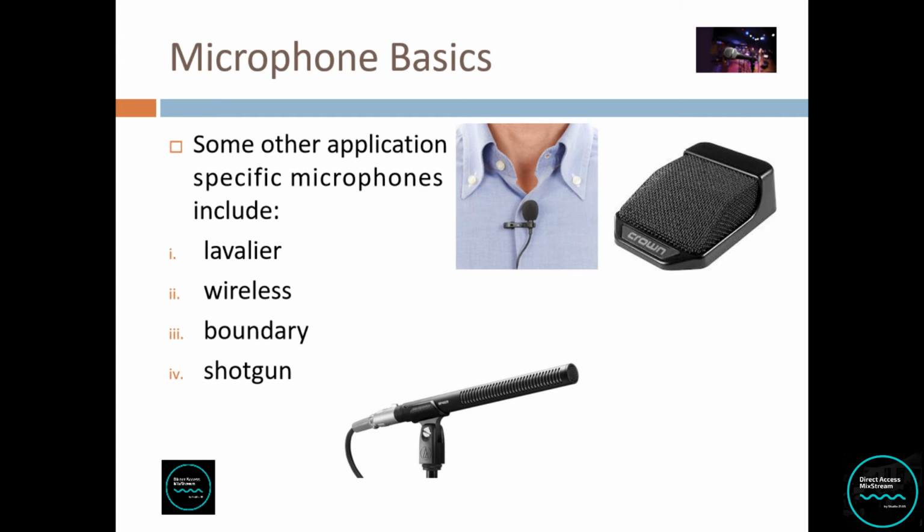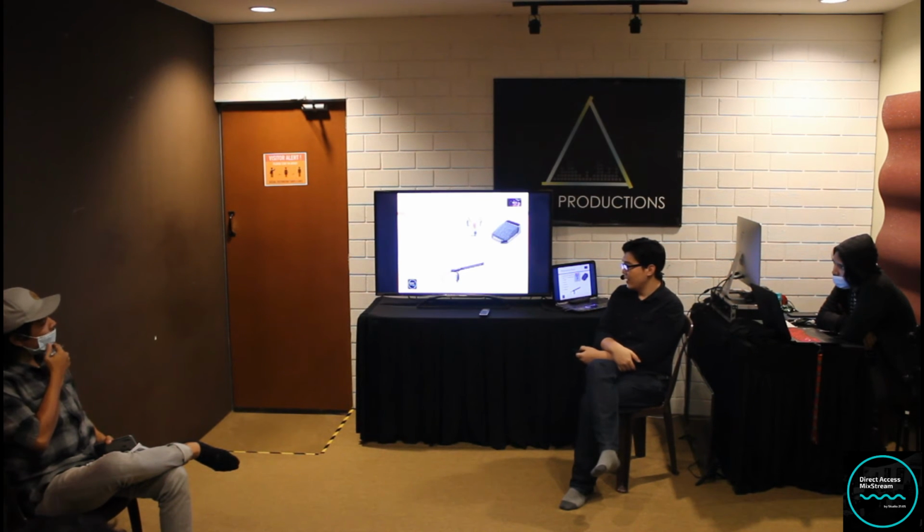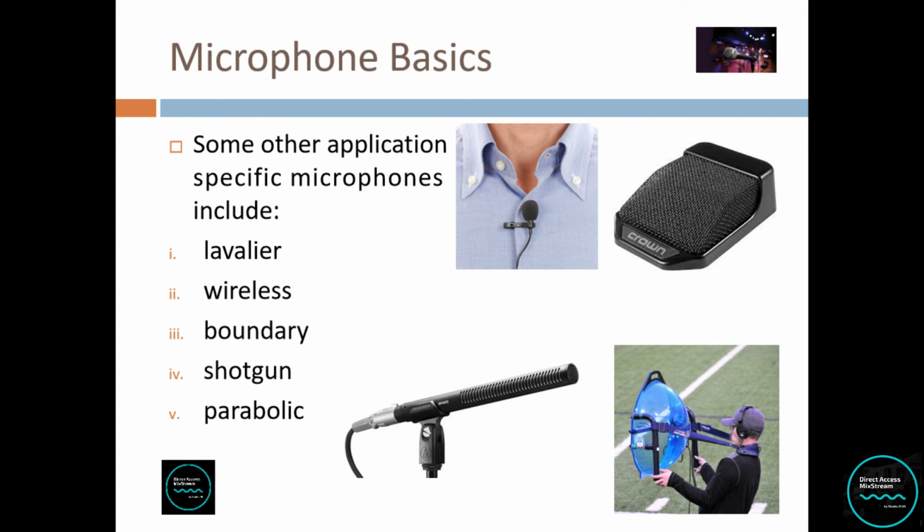Shotgun microphones, you will also see this very often in production and in broadcast. They have a very, very narrow polar pattern of capture. And you have some instances of parabolic mics. I don't see that often nowadays because shotgun mics have gotten a lot better already. But parabolic mics, you will sometimes find in sports broadcasts.